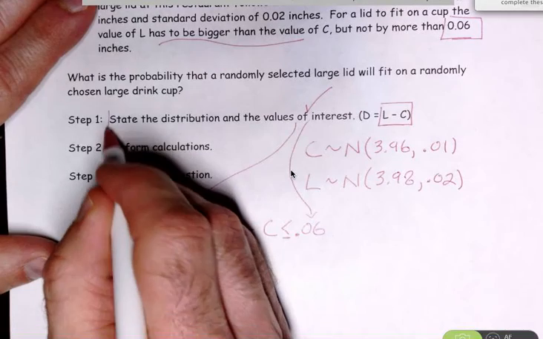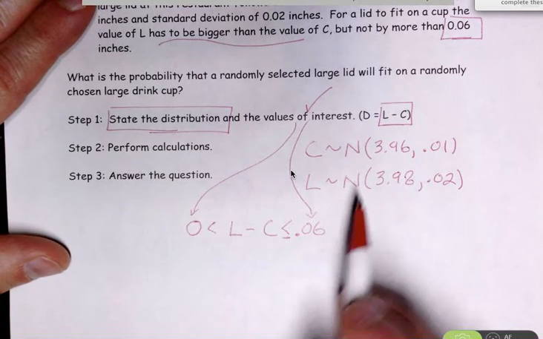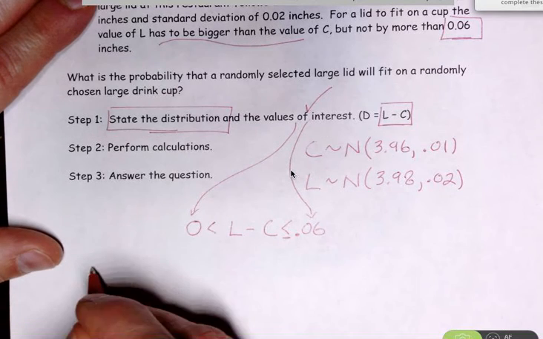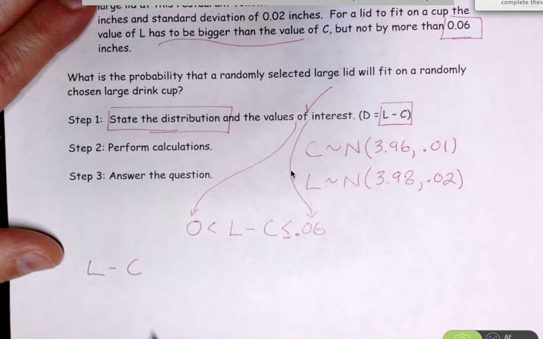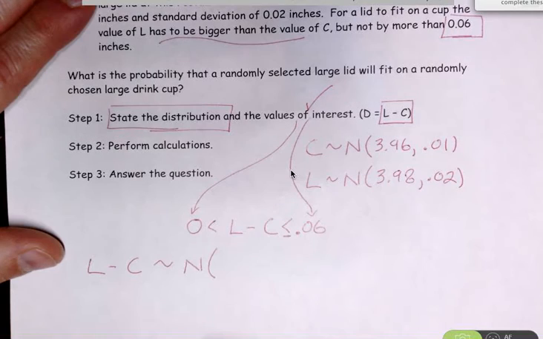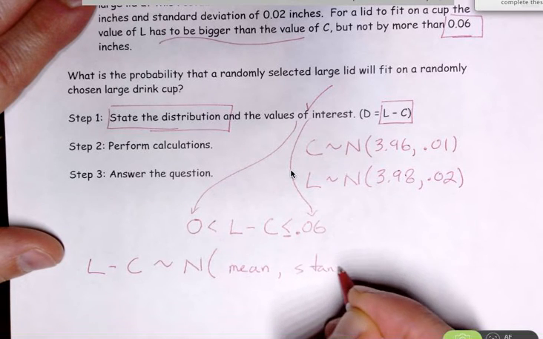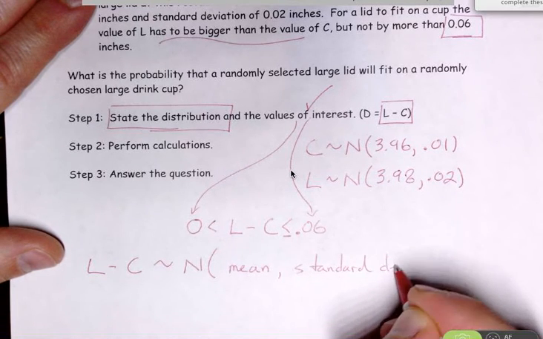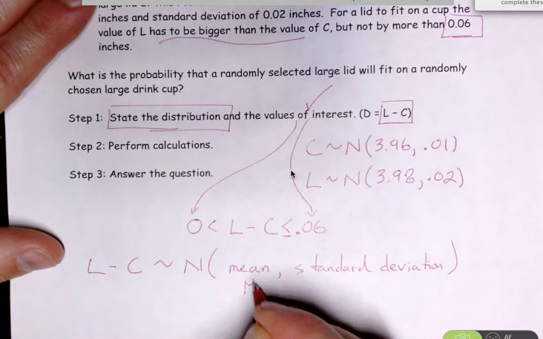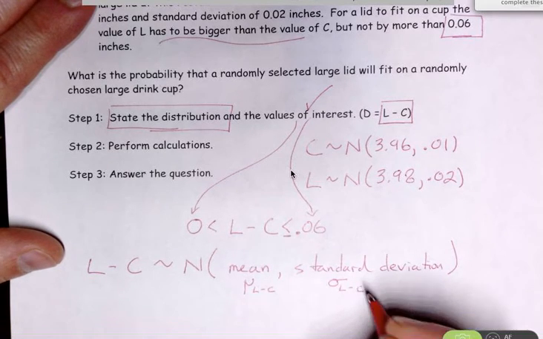Now, the key to this question, though, is to understand the distribution of L minus C. Both of them are normally distributed random variables. So L minus C is a linear combination of two normally distributed random variables, so it will also be normally distributed. What you need to do is find its mean, and you need to find its standard deviation. Literally its mean is mu of L minus C. The standard deviation is lowercase sigma of L minus C.